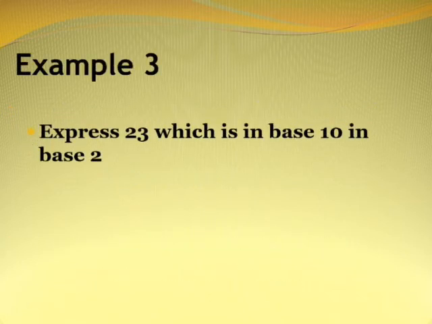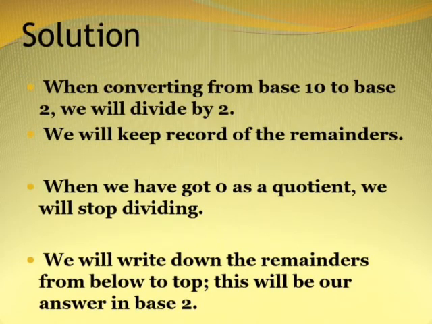Example 3. Express 23, which is in base 10, in base 2. Solution. When converting from base 10 to base 2, we will divide repeatedly by 2. We will keep record of the remainders. When we have got 0 as a quotient, we will stop dividing. We will write down the remainders from below to top. This will be our answer in base 2.